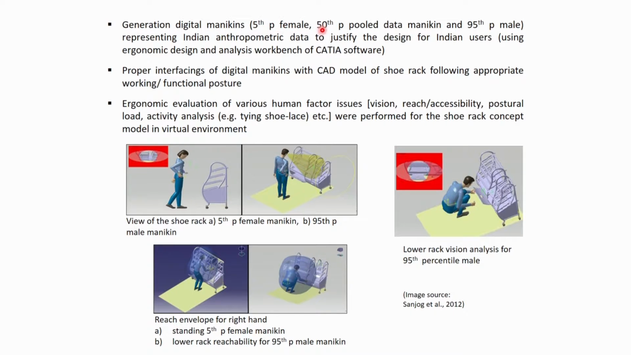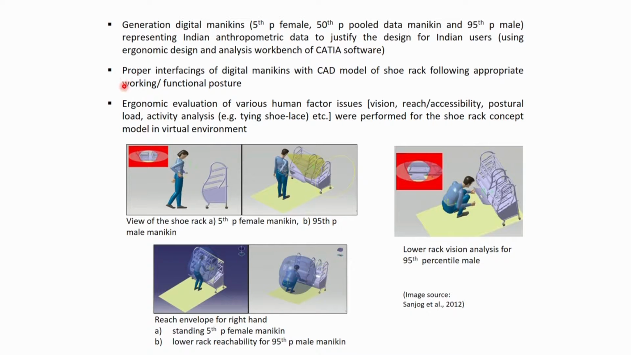5th percentile female, 50th percentile pooled mannequin, meaning this is the combined data of male and female, and 95th percentile male mannequins were generated. These mannequins represent Indian anthropometric data of the civilian population to justify the design for Indian users. For this purpose, the ergonomic design and analysis workbench of CATIA software was used.